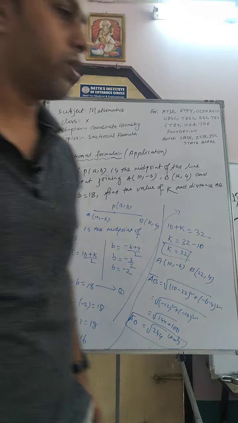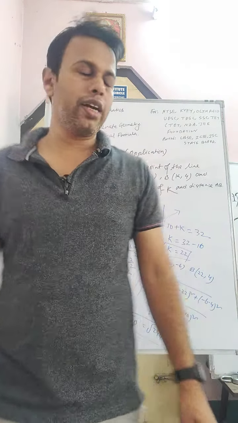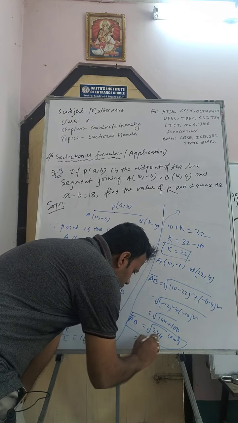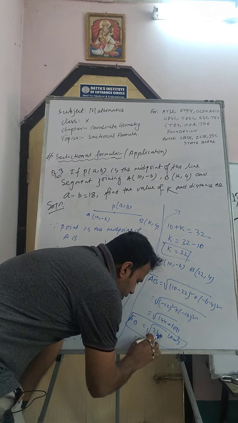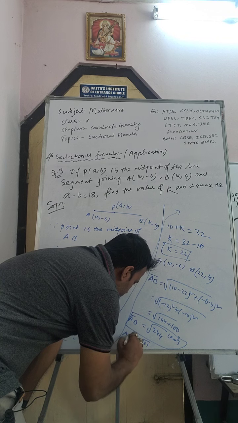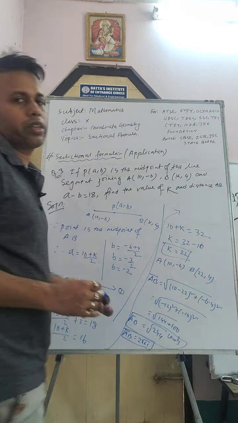You can split this part also. If I take 4 as common, it will be 2, and here it will be 74. Okay, so the distance AB is 2 root 74 units.